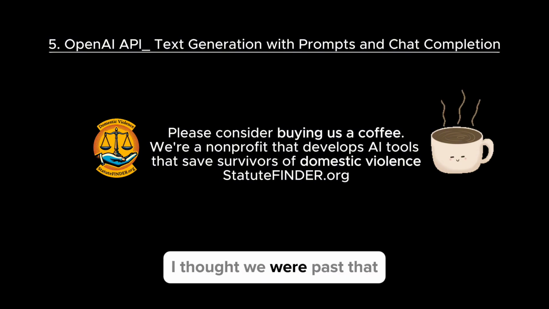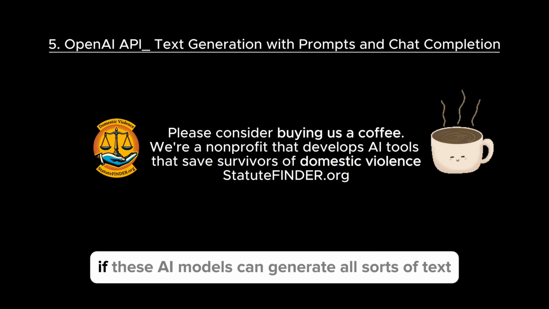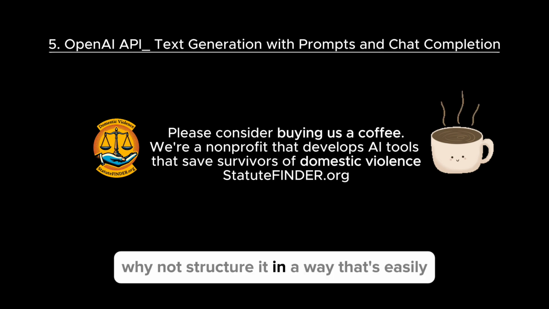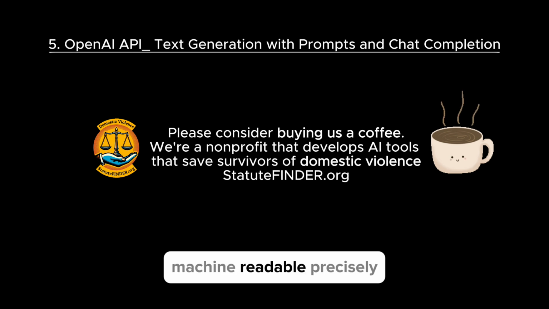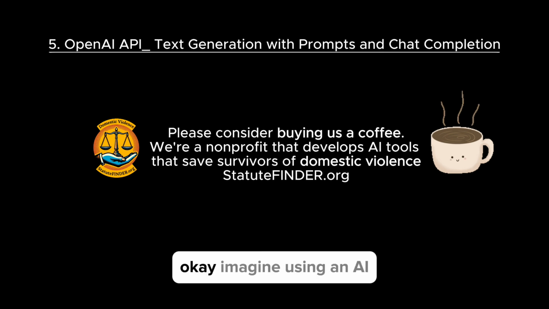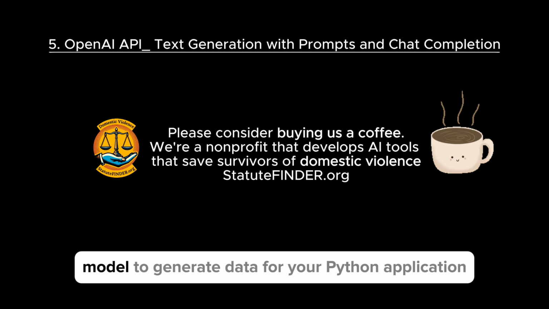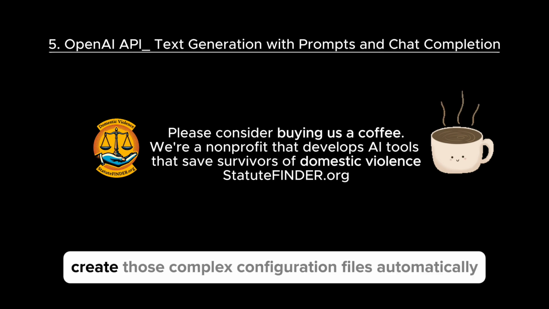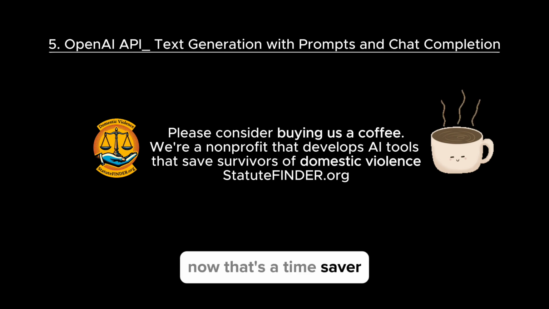JSON again. I thought we were past that. But I guess it makes sense. If these AI models can generate all sorts of text, why not structure it in a way that's easily machine readable? Precisely. JSON is like a universal language that computers can understand. Okay. Imagine using an AI model to generate data for your Python application or even create those complex configuration files automatically. Now, that's a time saver.